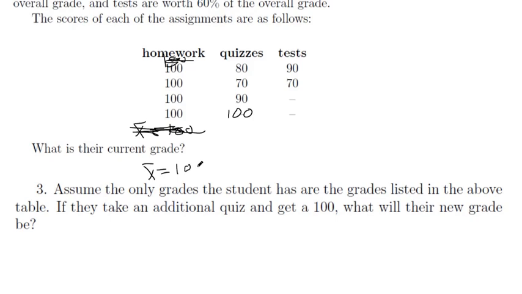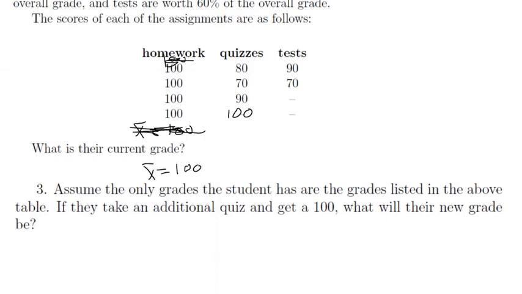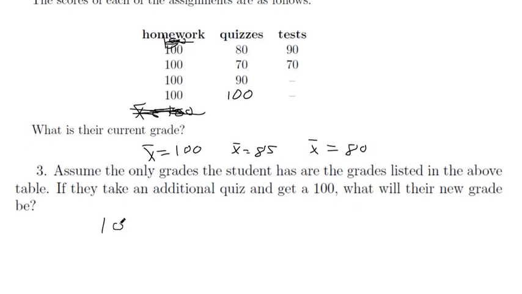We still have a 100 because if you add them up and divide by 4. The quiz average has changed like we said, so we got 80 plus 70 plus 90 plus 100, and now we have 4 assignments. So the quiz average is now 85, and the test average hasn't changed. That was an 80 before. So the new grade is calculated the same way.